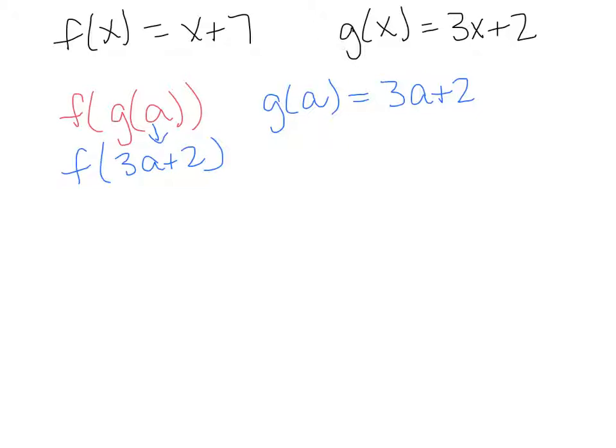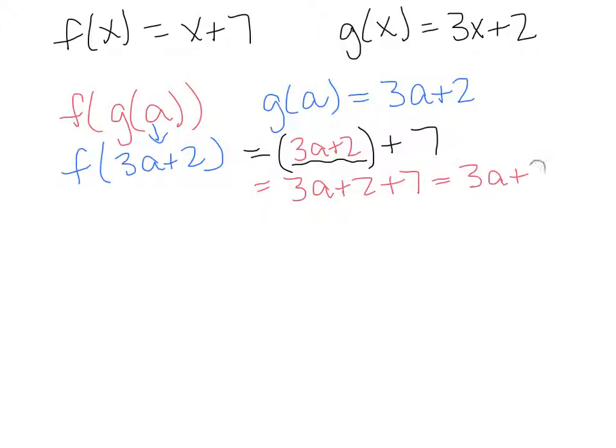You're going to use the exact same steps. Wherever you saw an x in the f function, you're going to replace that x with 3a plus 2. And then it's just a matter of using your polynomial skills, combining like terms, distributing, and all that fun stuff. So that's going to get you 3a plus 2 plus 7, which is 3a plus 9. So we are able to say that f of g of a equals 3a plus 9. And that's it.